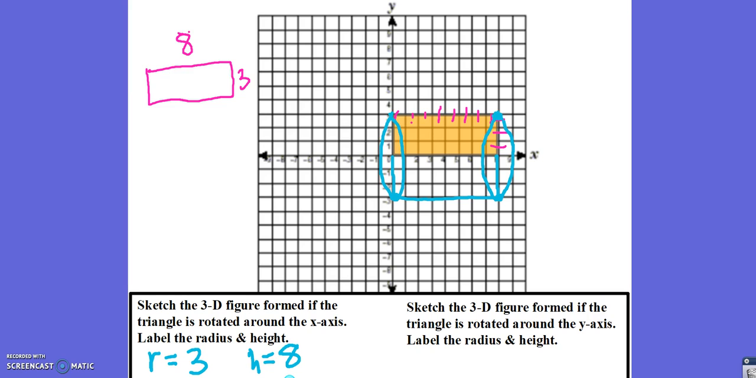Second one is asking us to rotate about the y-axis this time. Now I'm going to take this same point. It's over here at 8, so I'm going to move it over here to -8.